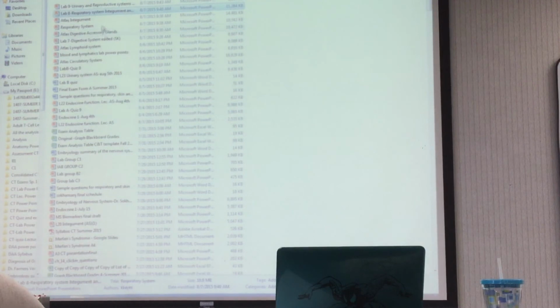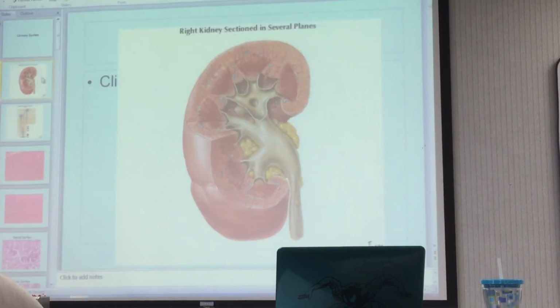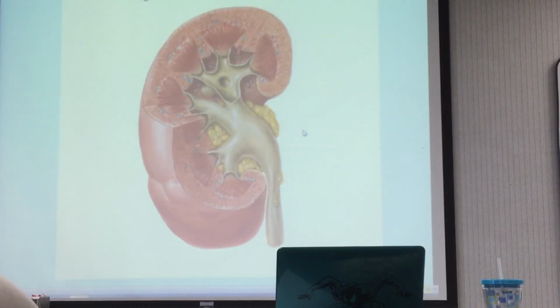Okay, now the next one is the last one. I will finish in 10 minutes. Okay, urinary system. Make sure you know, again, if you don't know the structure of the kidney, you will have trouble identifying the structure. So make sure you know the cortex, the medulla, minor calyx, major calyx.